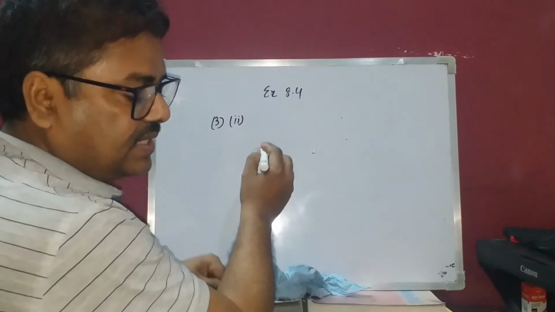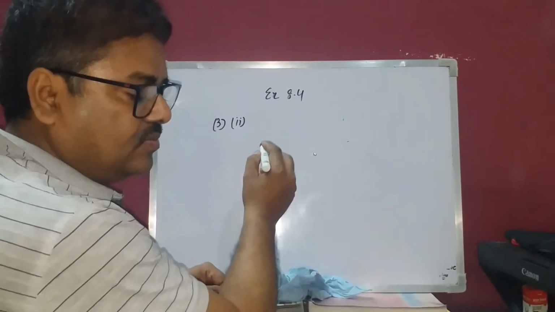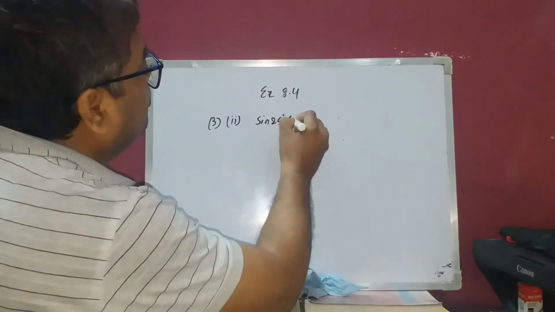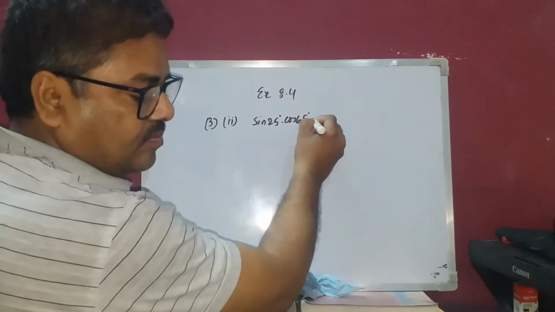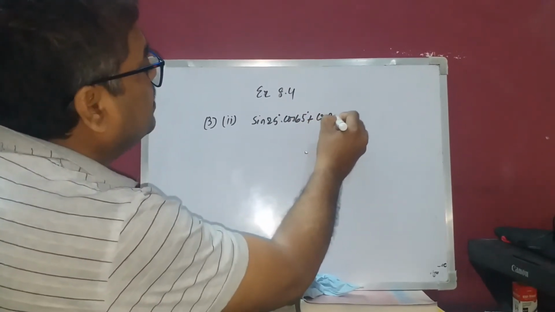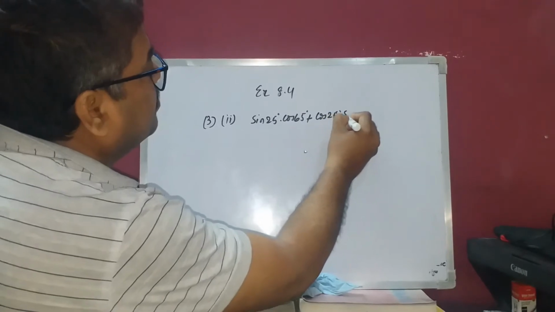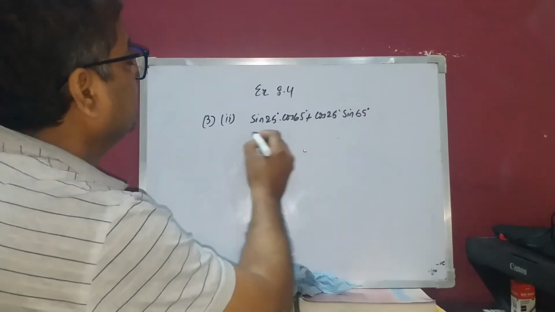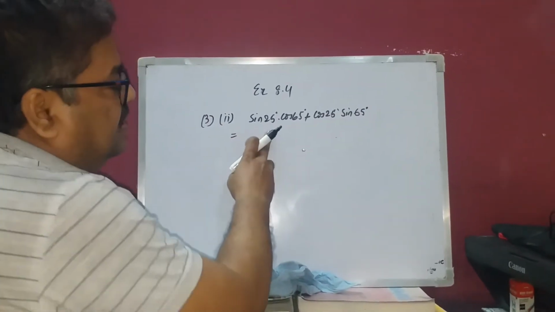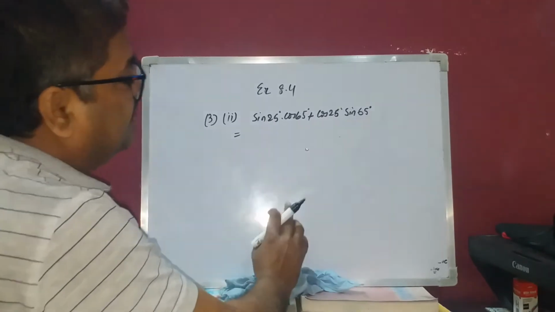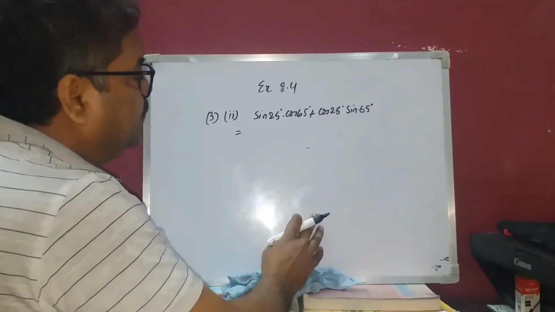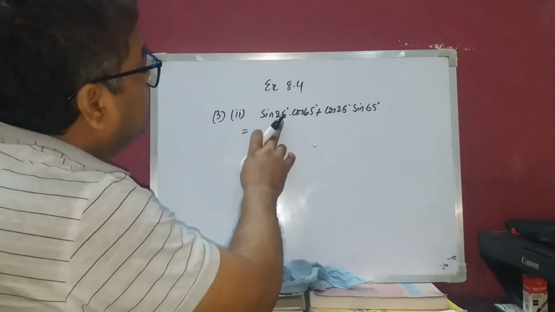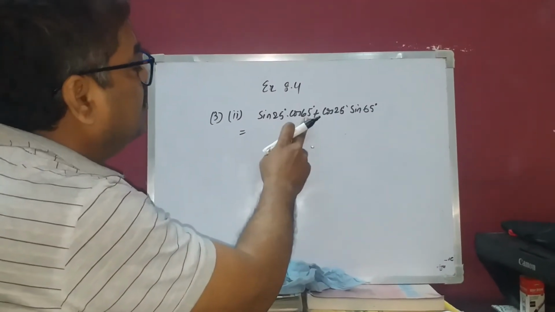It is given as sin 25 degree into cos 65 degree plus cos 25 degree into sin 65 degree. In this question, the addition of 25 and 65 gives 90 degree. So these are a pair of complementary angles. Hence we will convert this in terms of this, or vice versa.